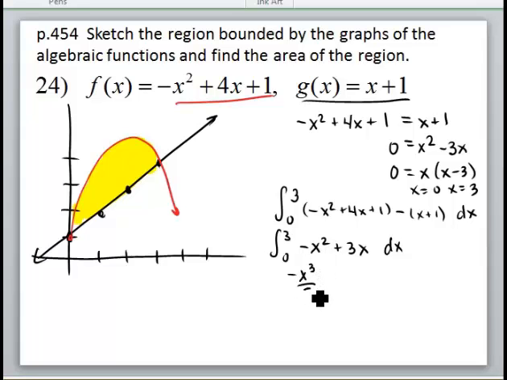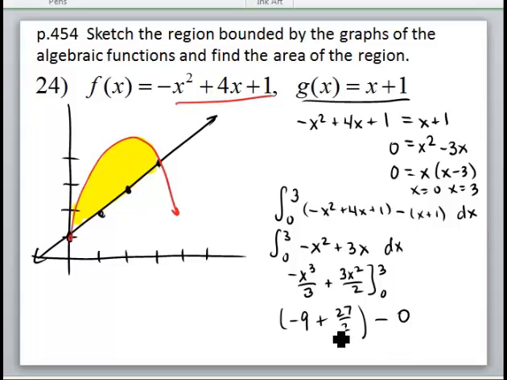negative x cubed over 3 plus 3x squared over 2 from 0 to 3. So I'm going to plug in my 3 first. So I get a negative 9 plus, plug in my 3, I get 27 divided by 2, 27 halves. And then when I plug in 0, I get 0. And when I add those together, I end up getting 9 halves.